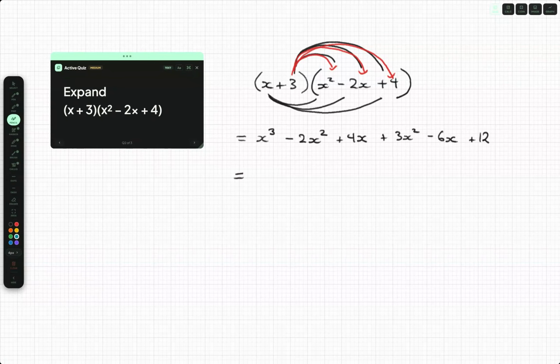Now we look for any like terms. So we have like terms here, where they both share the same pronumerals, and we have like terms here that both share the same pronumerals. So negative 2x squared plus 3x squared is just plus x squared, or 1x squared. 4x minus 6x is minus 2x. And then we can't do anything with the 12, so we write that out.